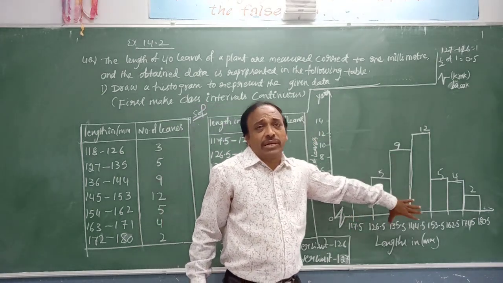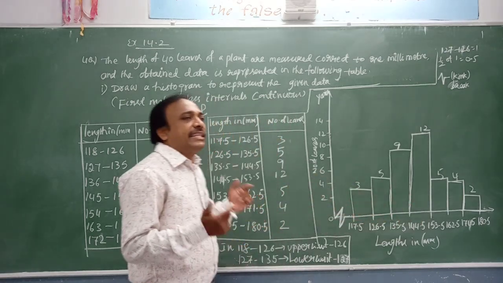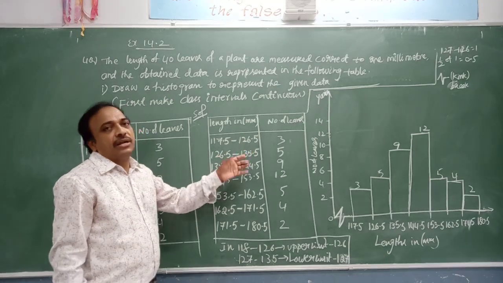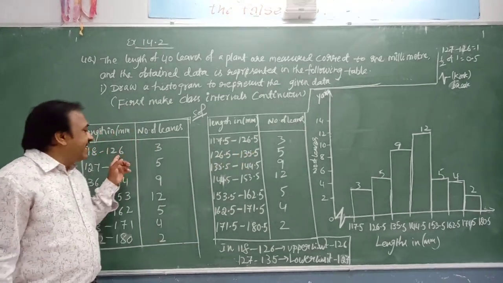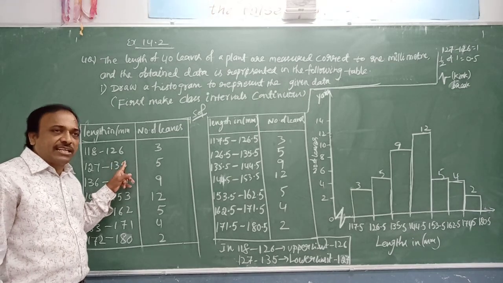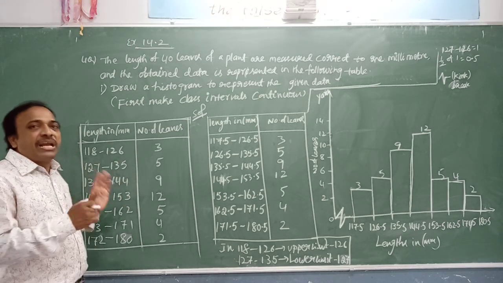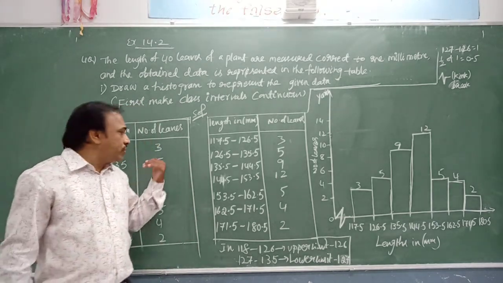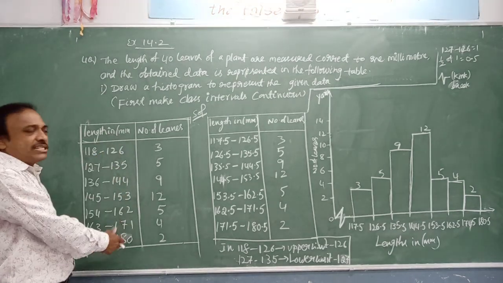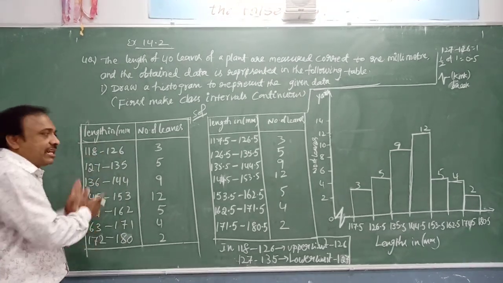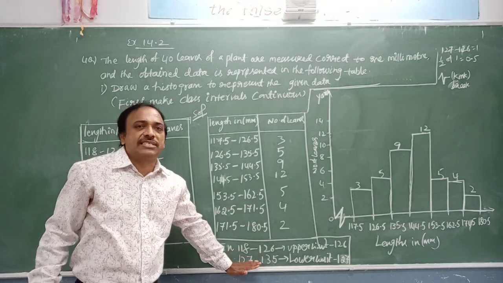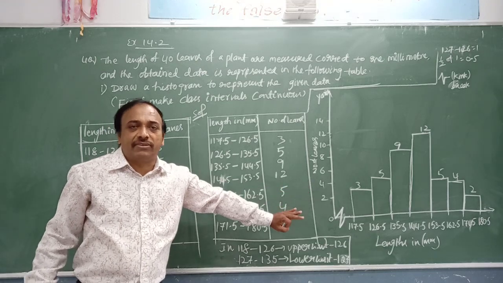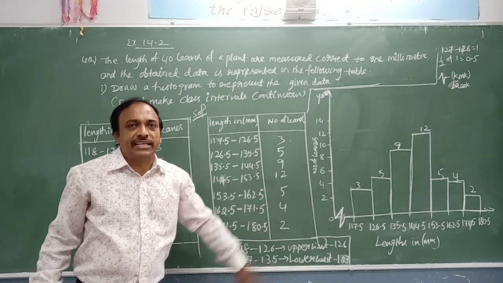I hope you understood how to represent a histogram when discontinuous data is given. The first step is to convert the data into continuous. For any class interval, take the upper limit and the succeeding class interval's lower limit, find the difference, take half of that difference, and add it to all the upper limits and subtract it from all the lower limits. You will obtain the continuous class intervals. This is how we represent a histogram for discontinuous data after converting it into continuous data.